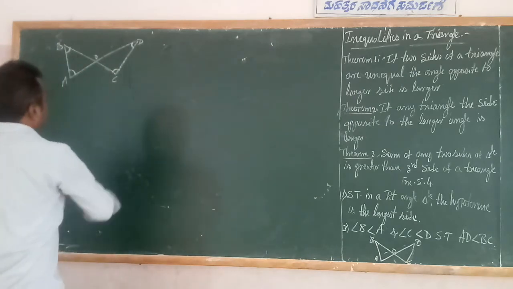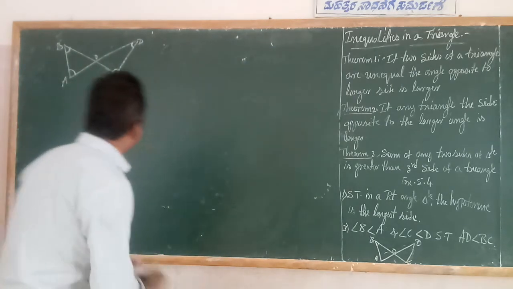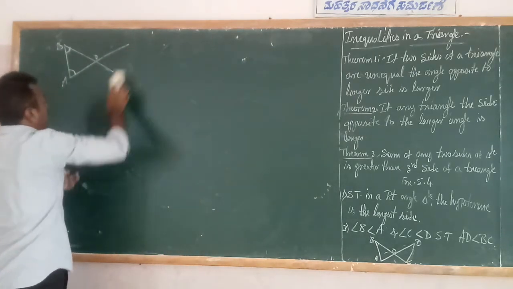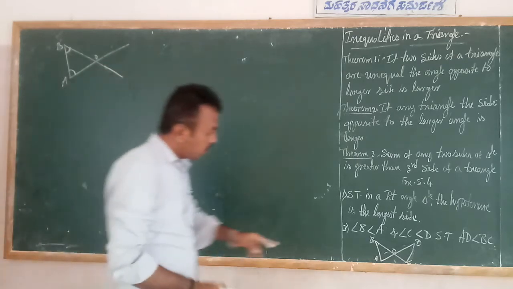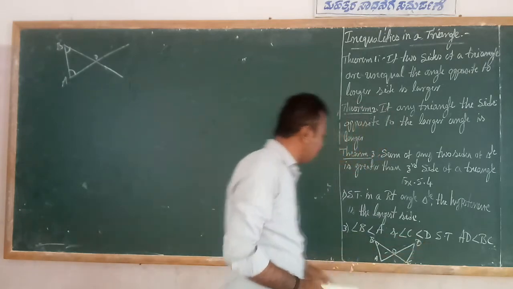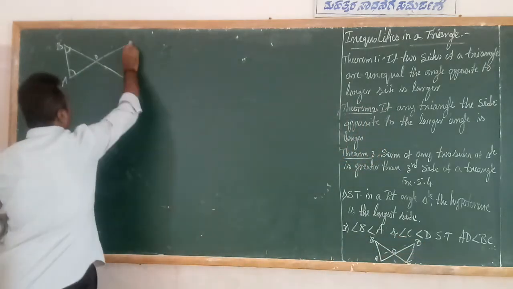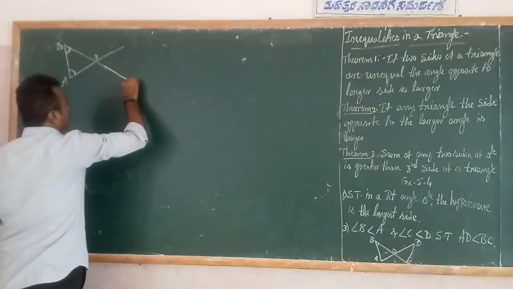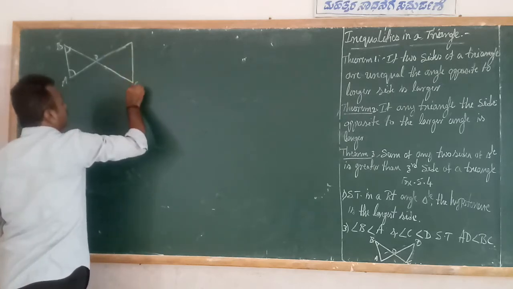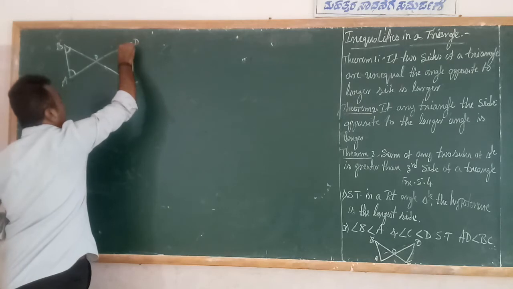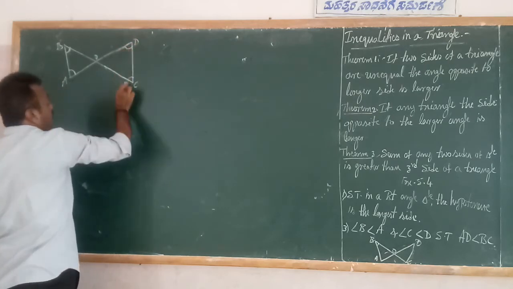Next, students. In that diagram, it became wrong. See, they are given angle C is less than angle D. So angle C is only smaller. Correct? Therefore, if angle C is smaller, angle D is greater. So this angle is greater than angle C.